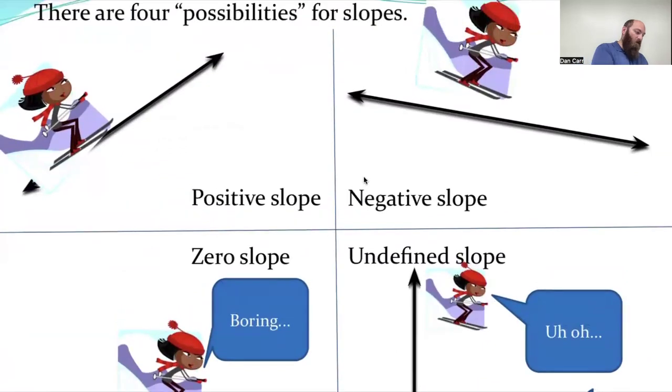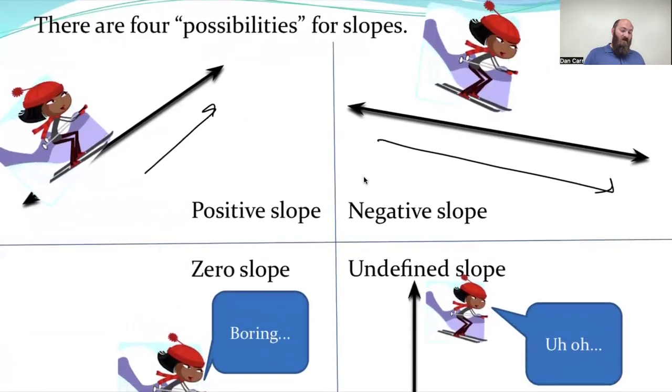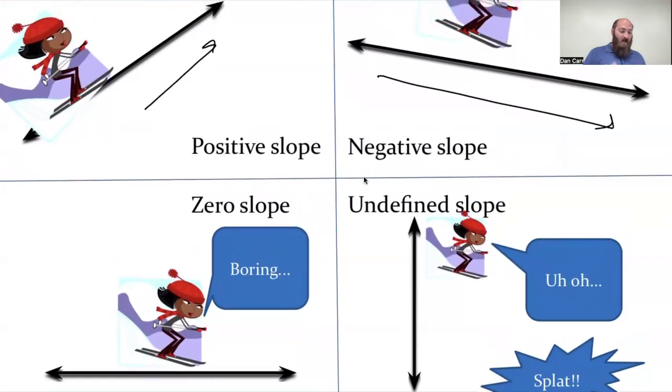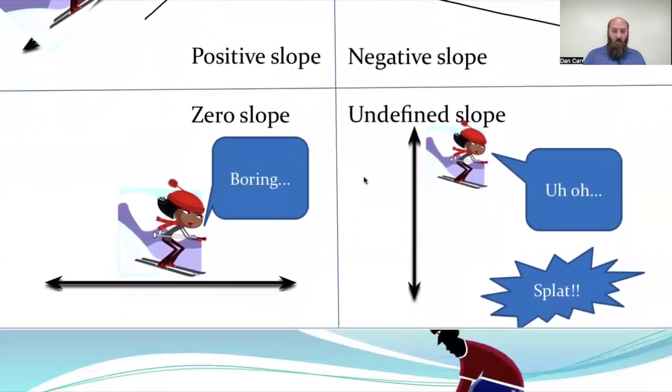We could have a positive slope that's going up and to the right when I go left to right like that. We can go down and to the right when it's decreasing like that, or a negative slope. Or we can have zero slope, which is a horizontal line, or undefined slope, which is a vertical line. Got a little extra graphics there if you want to look at that for help.